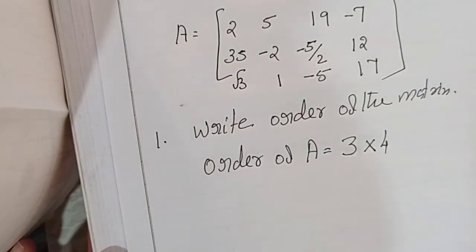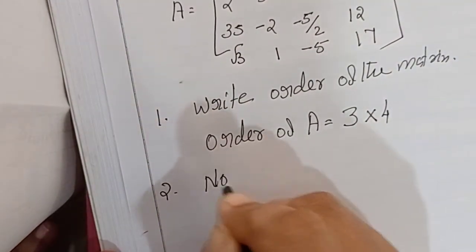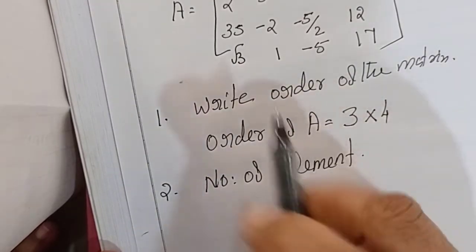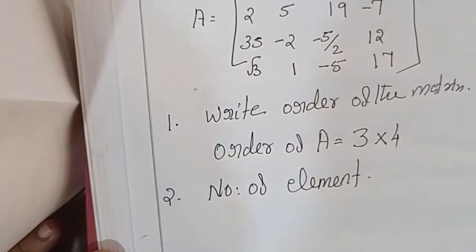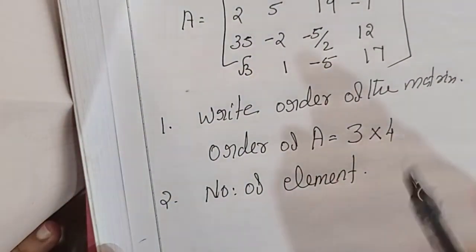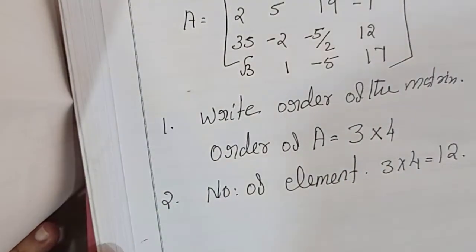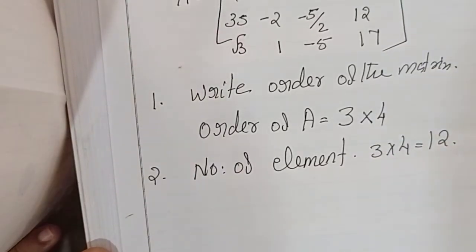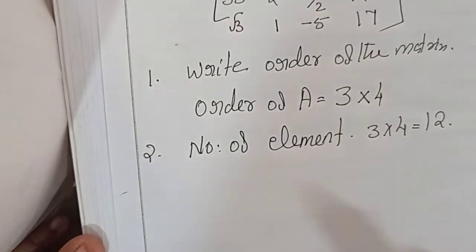Then, the next question is, find the number of elements. Second one, number of elements. Can you say, if there are 3 rows and 4 columns, then the number of elements is 3 into 4 equal to 12 elements. What is the answer? 3 4s are 12 elements. Then listen, the next question.